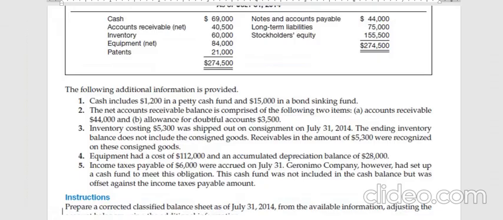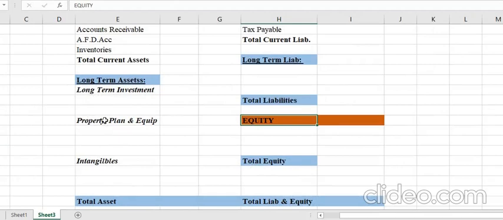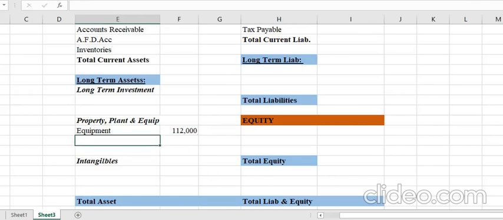Now, if I want to shift this information, point 4, into the balance sheet, it says equipment has a cost of $112,000. So what is equipment? Equipment comes under the category of property, plant and equipment here, okay? So I will simply write here equipment. What is the cost of the equipment? $112,000 was the cost of the equipment, okay?